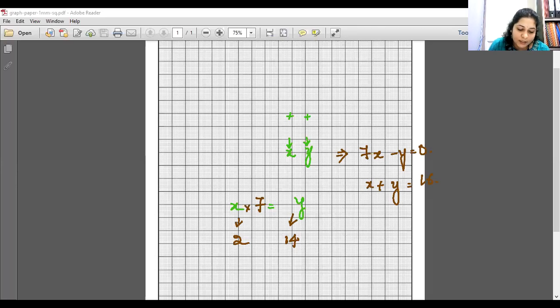How about another equation? Can you give me another equation? If I do it like this, x minus y plus 12, is it equal to 0 for me? You do 2 minus 14 plus 12. 14 minus 14, is it 0? Like this, if I just go ahead and start giving combinations, I can give an infinite number of solutions.